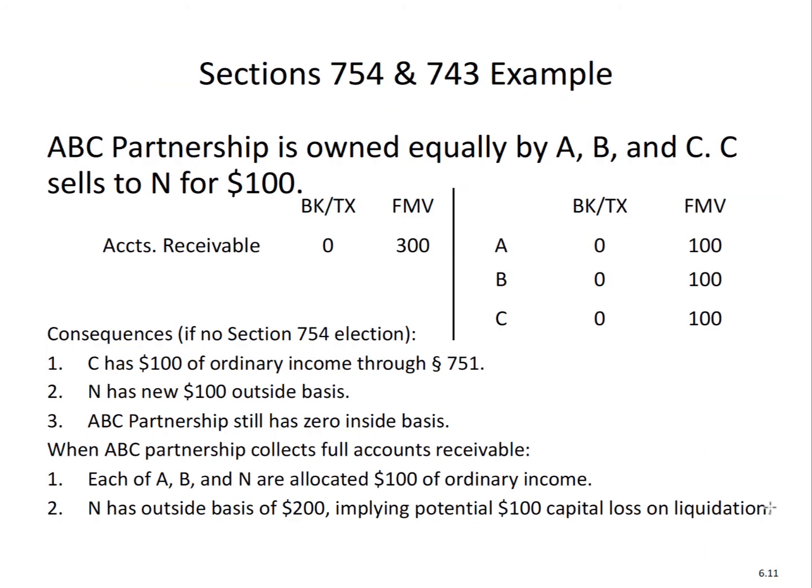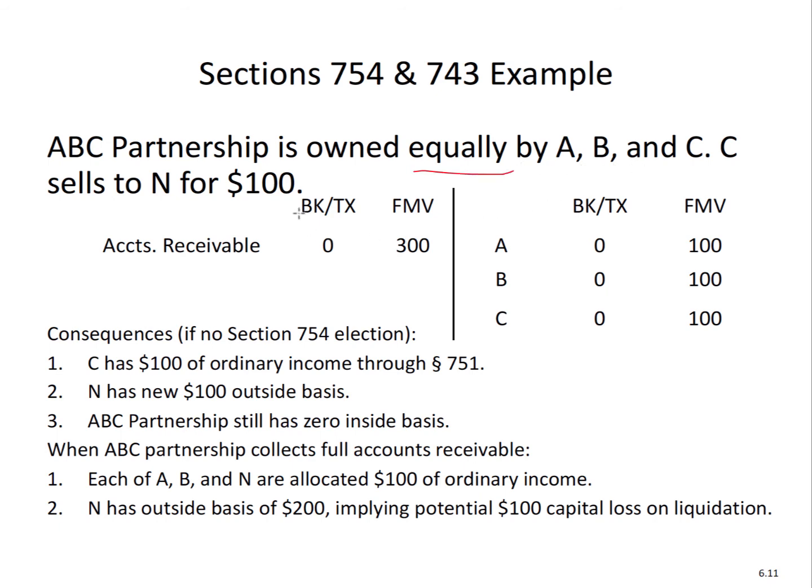So here's an example. Let's consider first what happens if there's no 754 election and with the 754 election. This is a very basic example where we just have one asset, accounts receivable. And you see that we have A, B, and C who each have an adjusted basis in their partnership interest of 0, and they have a fair market value of 100 in their partnership interest. So the partnership is owned equally, 1/3 by A, B, and C.